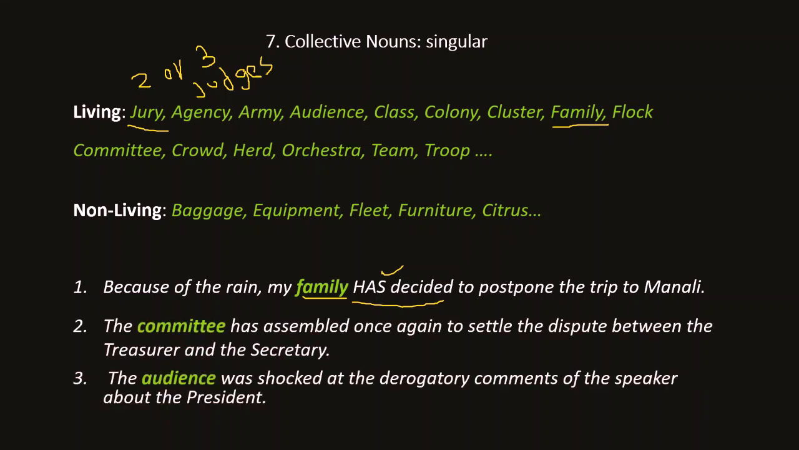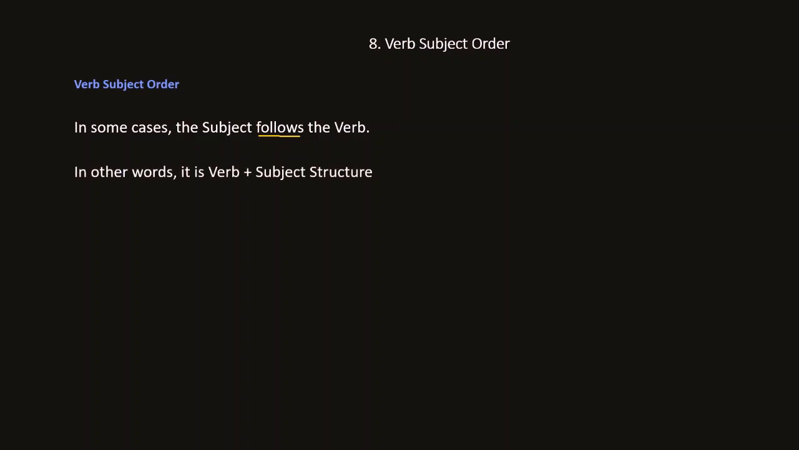Now, eighth subtopic in subject-verb agreement. The topic is verb-subject order. What does verb-subject order mean? In some cases, the subject follows the verb. In other words, it is verb plus subject structure. It is not subject plus verb. Even in such cases, the verb must agree with the subject. If the subject is singular, the verb must be singular. Similarly, if the subject is plural, then the verb must be plural.